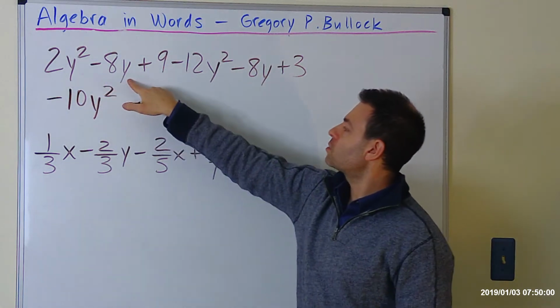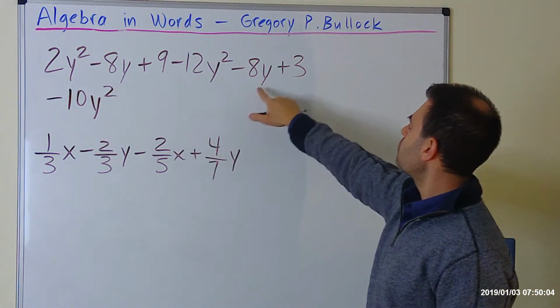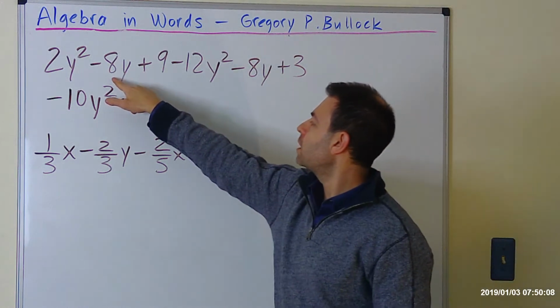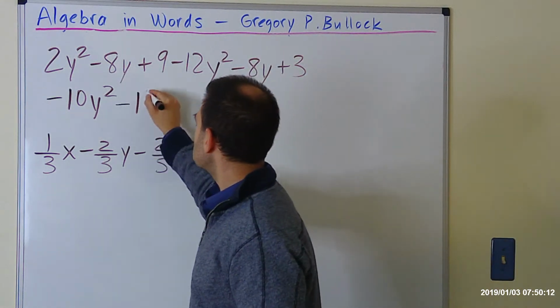Okay, moving to the next term, we have a y. Scan through, are there any other terms with y? There's this negative 8y. Negative 8y minus 8y is going to be negative 16y.